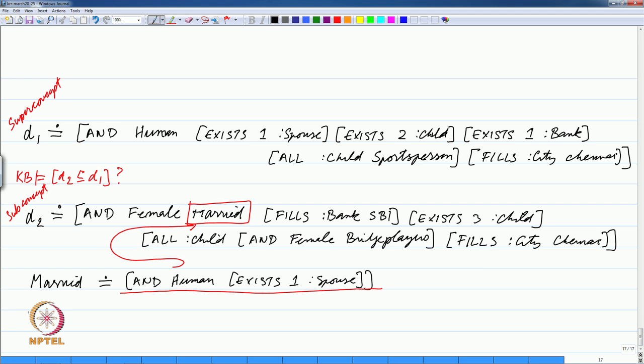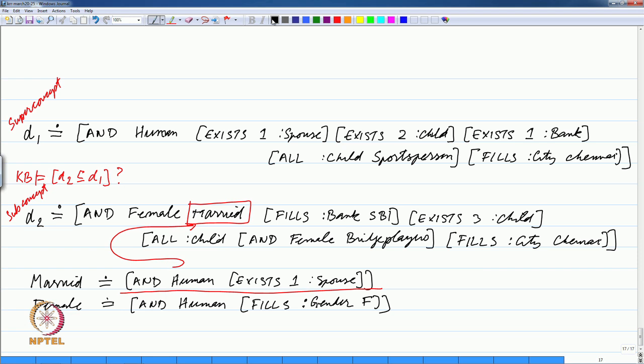Likewise, for female, we might say human fills gender F. So, females are all those humans who have the female gender. I mean, it is just a way of defining things essentially. So, again you can imagine that this will get replaced in the definition of female in D2 essentially. So, I am not drawing it here because it will get very cluttered.